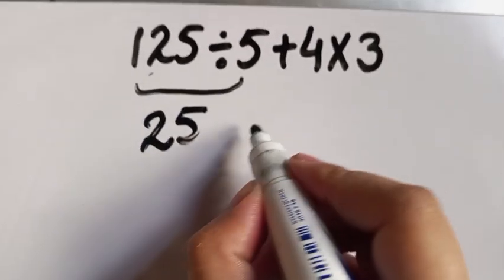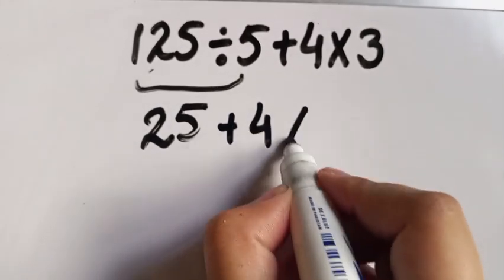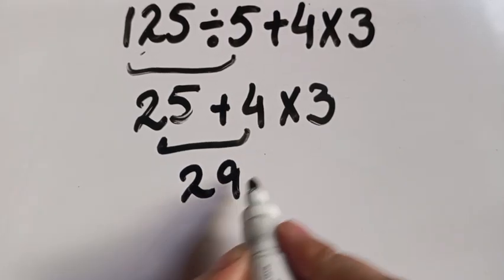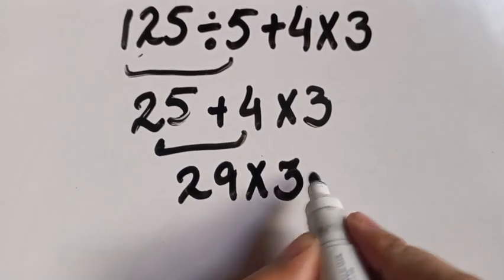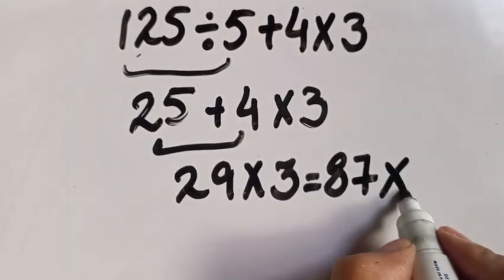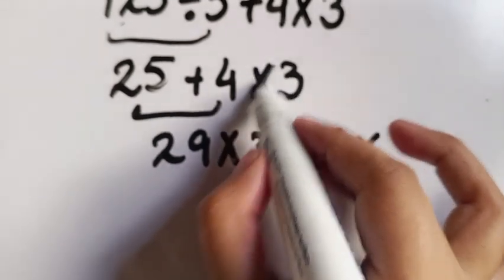125 divided by 5 plus 4 into 3. If we divide 125 by 5, it is equal to 25. 25 plus 4 is 29, and 29 into 3 is equal to 87. That is wrong.